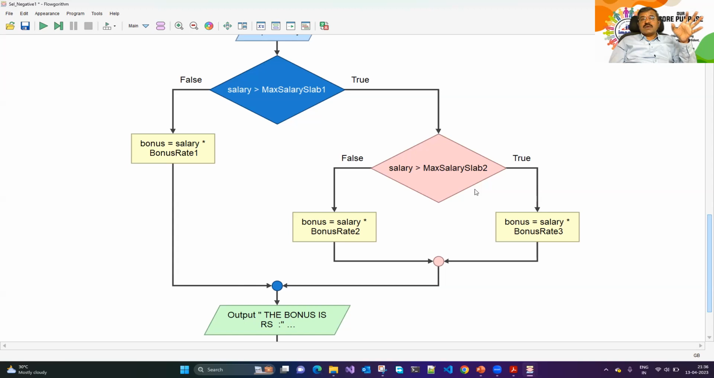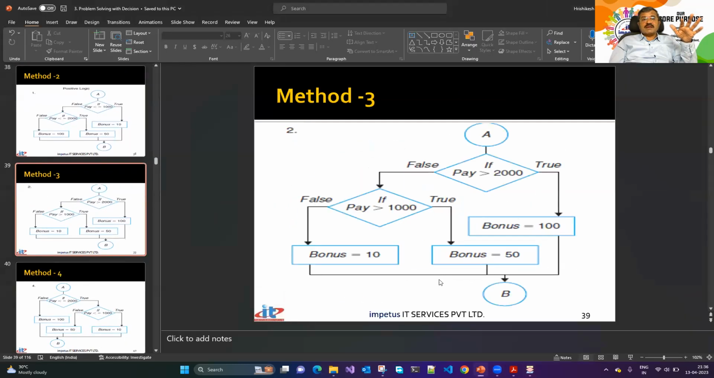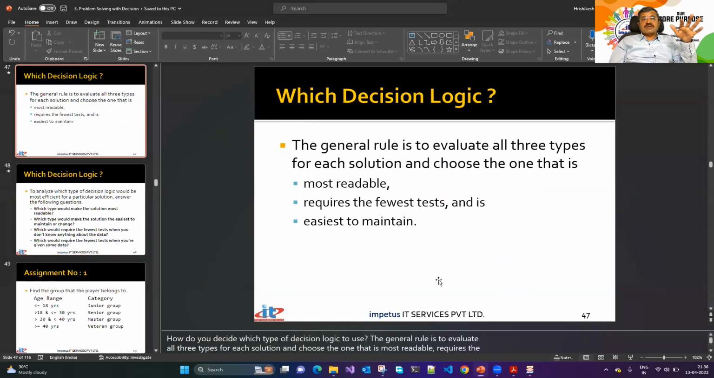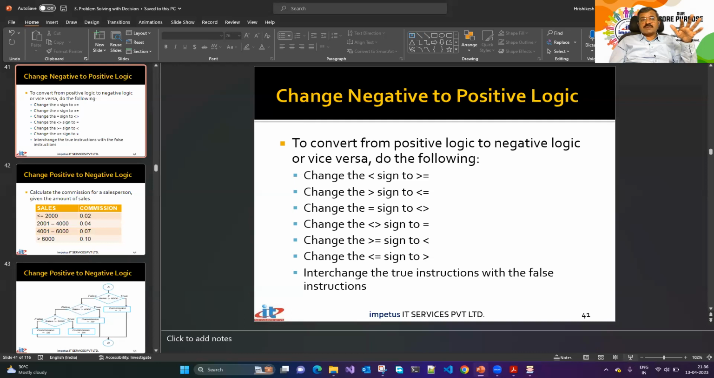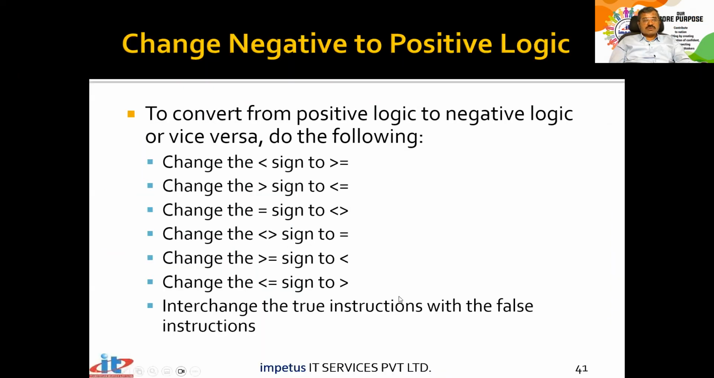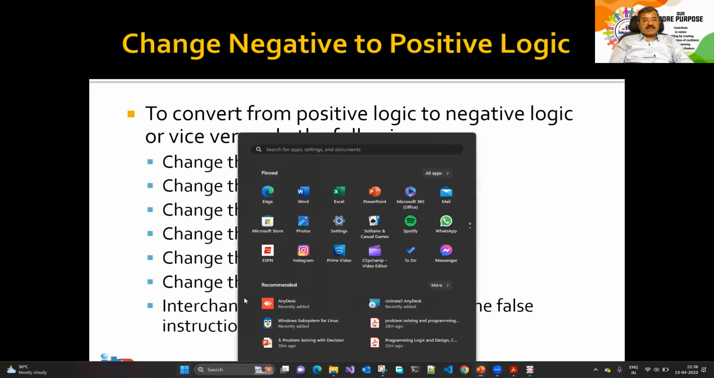So we can quickly convert negative to positive or positive to negative, provided you keep these rules in mind. If you remember these rules, then we can quickly convert negative to positive and positive to negative. So take a quick snapshot of these rules. These are the rules that you keep in mind whenever you have to convert the logic from negative to positive or from positive to negative, either way.